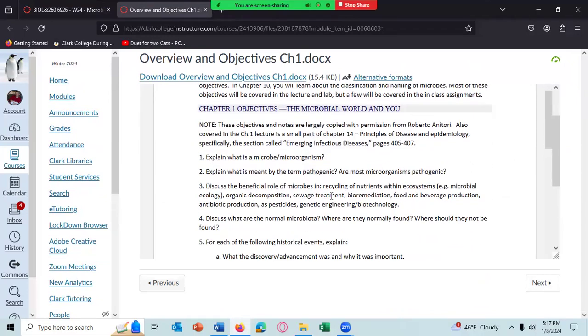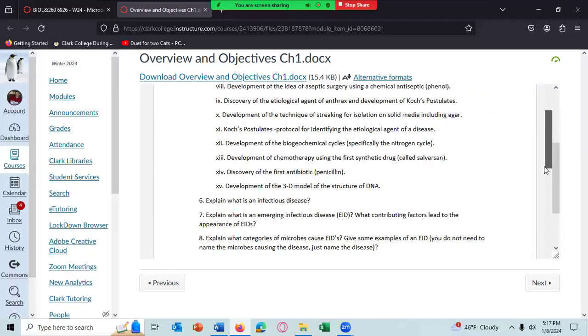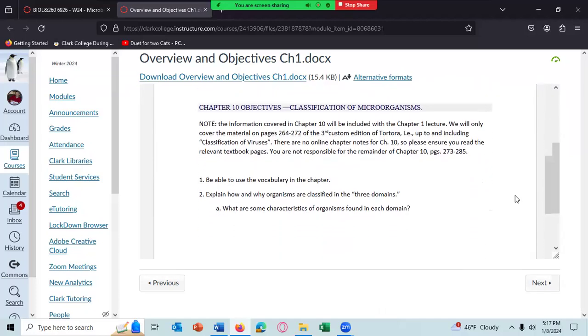All of the quiz questions will come from the objectives. Chapter 1 is the objectives on my microbial world and you. And in chapter 1, we also cover a little bit of chapter 10. So I've got the chapter 10 objectives here too.